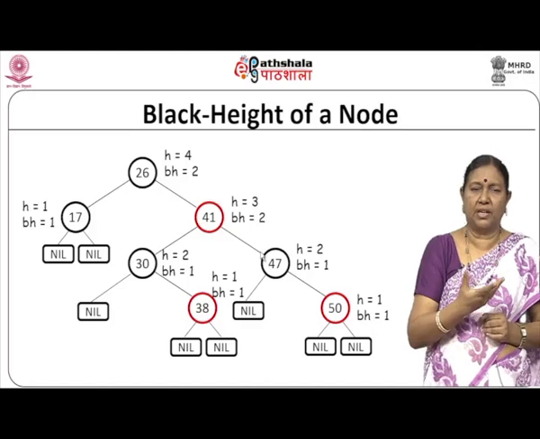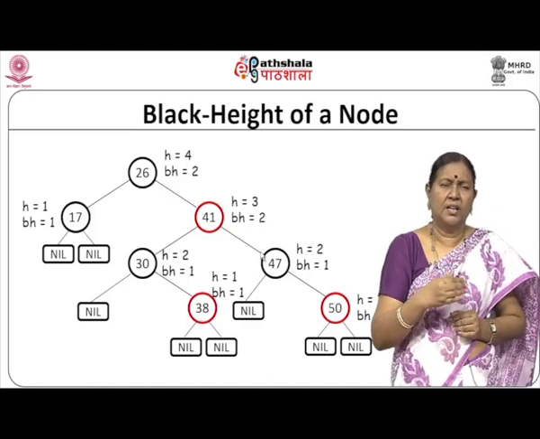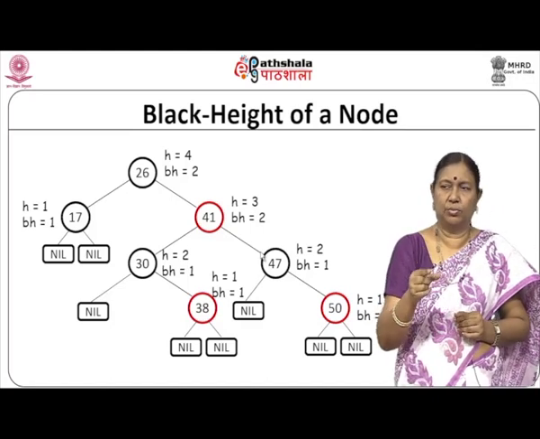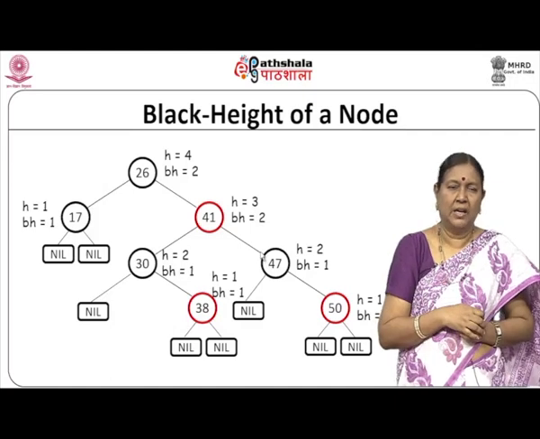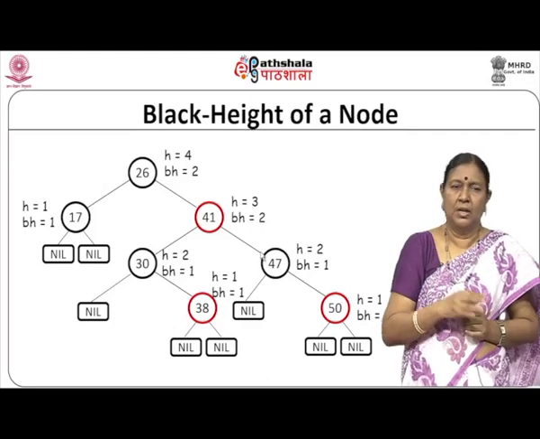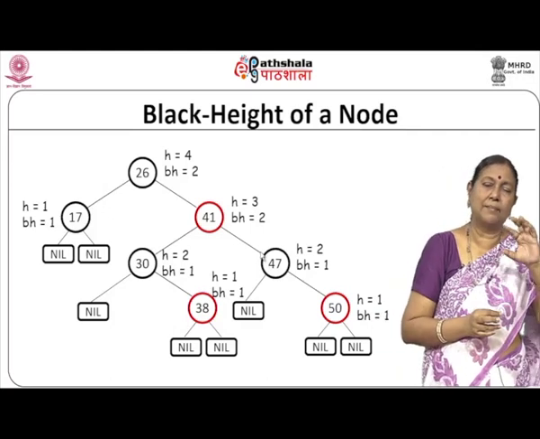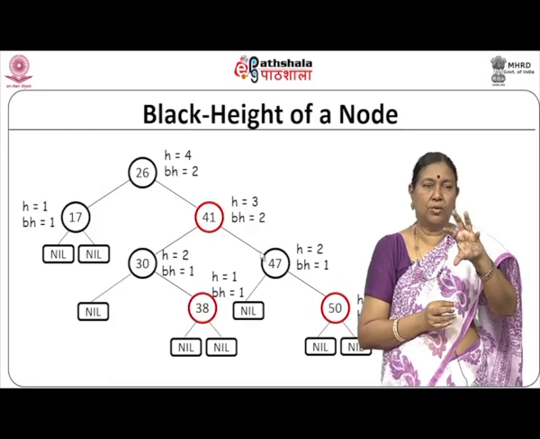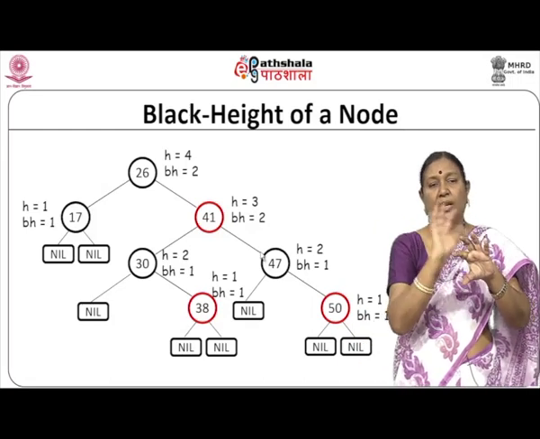Now, if you take 41, you have 47 and nil as the 2 black nodes. So, the black height is 2. If you take 27, you have 47 and nil only. So, the black height is 2. You understood what is black height? So, black height is the number of black nodes from the node to the leaf excluding itself.